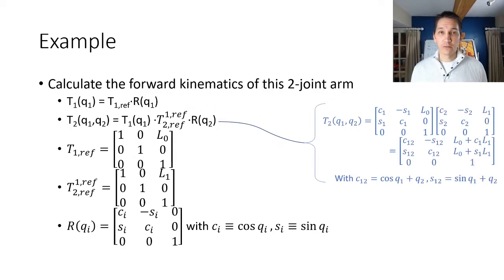Now to calculate T2, we'll take T1, like we calculated before, and then T2 ref superscript 1 ref times R of Q2, and that is that second matrix here. If we just mechanically multiply all these things out, we see that in the upper 2x2 rotation component, there's a bunch of sines and cosines, and it simplifies to terms that depend on the cosine of Q1 plus Q2 and the sine of Q1 plus Q2. And the translation is going to be L0 plus C1 L1 as the x component, and then L0 plus S1 L1 as the y component.